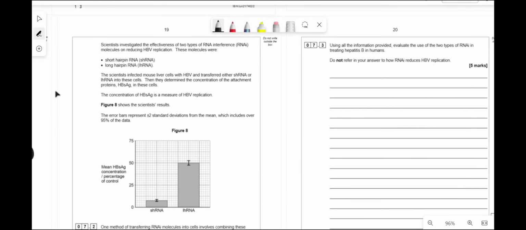Okay, so scientists investigated the effectiveness of using two types of RNA interference molecules in reducing HBV replication, and they are short hairpin RNA, shRNA, and long hairpin RNA, so LhRNA. A scientist infected mouse liver cells with HBV and transferred either shRNA or LhRNA into these cells. They then determined the concentration of the attachment proteins HBsAg in these cells. The concentration of HBsAg is a measure of HBV replication.